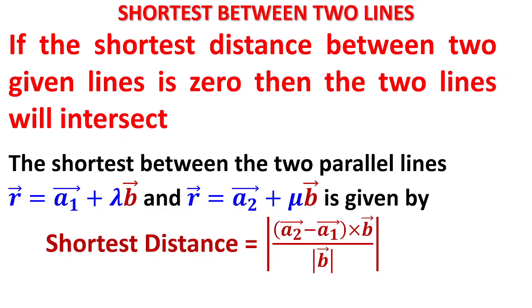But the shortest distance is A2 minus A1 cross B, where B is the vector obtained from the direction ratios, upon magnitude of B. But be careful in the exam. Shortest distance between parallel lines they can also ask.